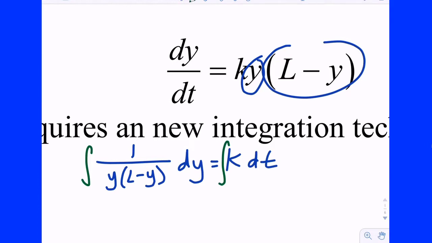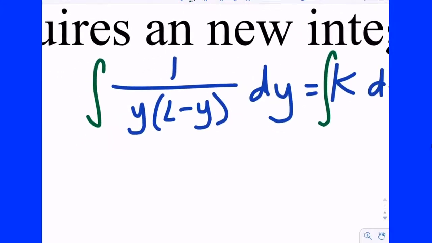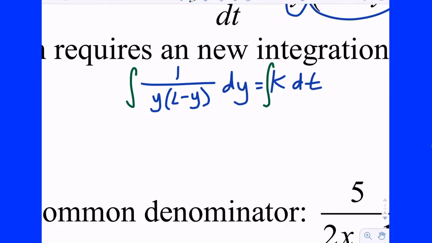What would be the antiderivative on the right-hand side? What's the antiderivative of a constant with respect to t? t, right? t times k, or kt, plus C. But what's the antiderivative on the left side? Do we know how to find the antiderivative of that?